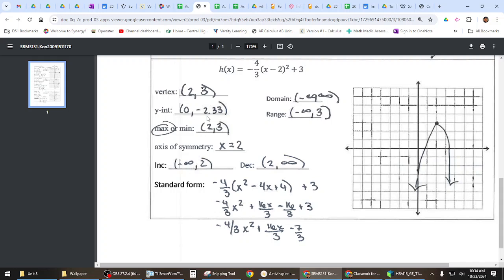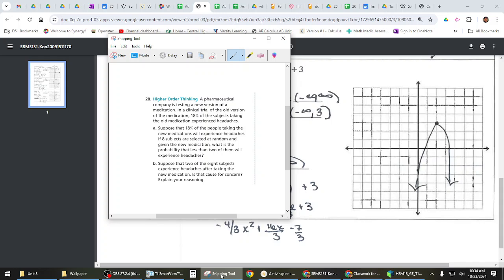How do you find the max in vertex form? Max or min? It's just the vertex, right? So it's quick and easy. All right. Notice this one didn't have you find the zeros. How would you? Nope. All right, so everybody do this, please.